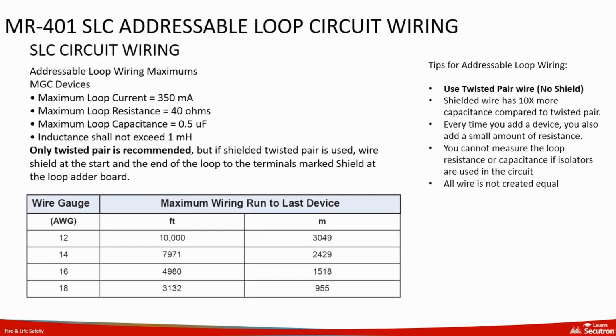Signaling line circuits, SLCs, have specific limits for loop current, resistance, capacitance, and inductance. Twisted unshielded pair is strongly recommended for optimum performance. Capacitance is generally a limiting factor and should be accounted for in the design and layout stages of a system. Addressable loop wiring emphasizes using unshielded twisted pair wire to minimize capacitance. Take into consideration that adding devices introduces additional resistance, and that loop resistance or capacitance measurements are not possible with isolators installed on the circuit. Also remember, not all wire types offer the same quality or performance.